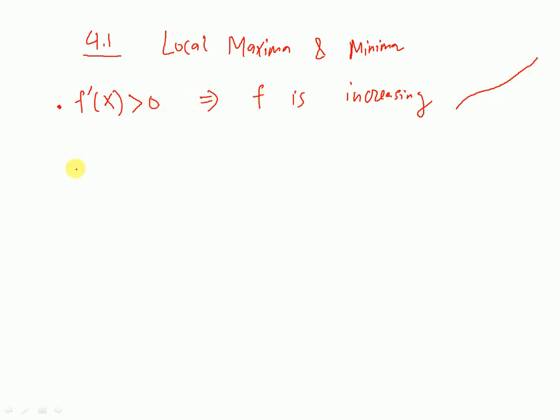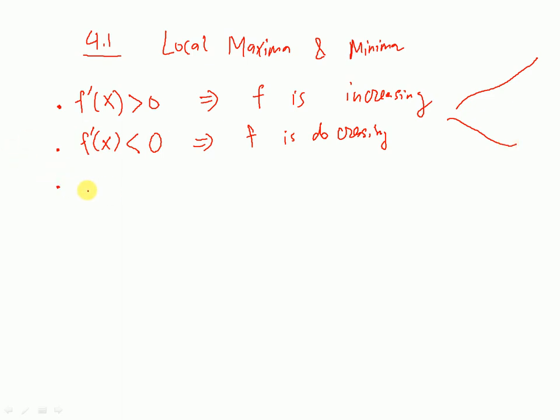Okay, and what happened to the first derivative less than 0? Then we should have f is decreasing, right? Because the first derivative is the slope, and the slope is negative, therefore we are decreasing on the function.